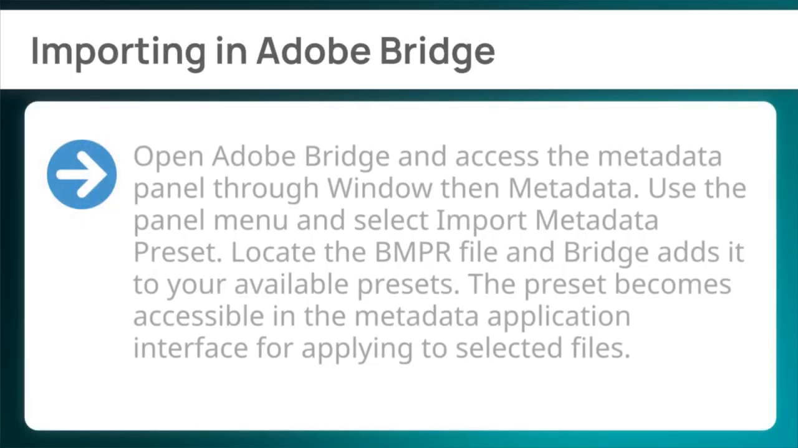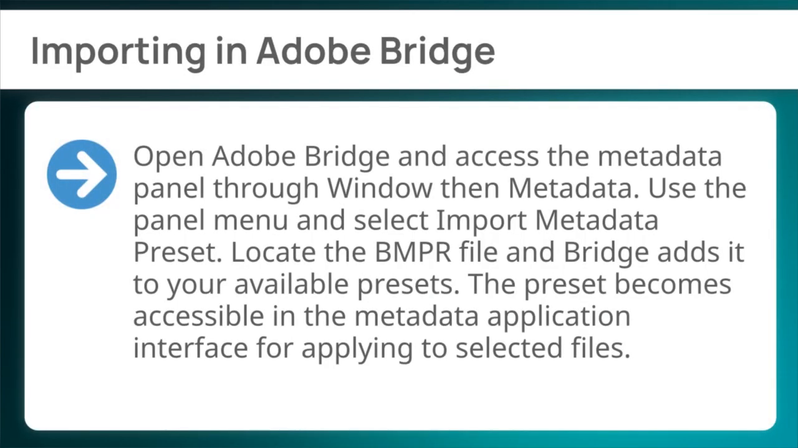First, importing in Adobe Bridge. Open Adobe Bridge and access the metadata panel through Window, then Metadata. Use the panel menu and select Import Metadata Preset. Locate the BMPR file and Bridge adds it to your available presets. The preset becomes accessible in the Metadata application interface for applying to selected files.